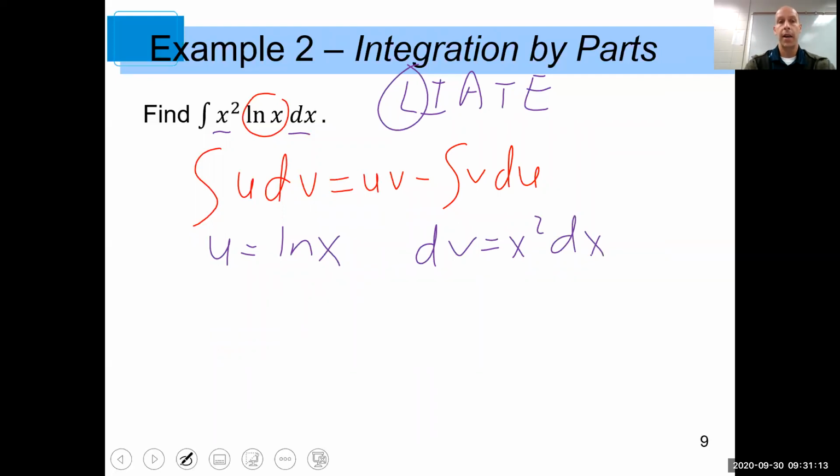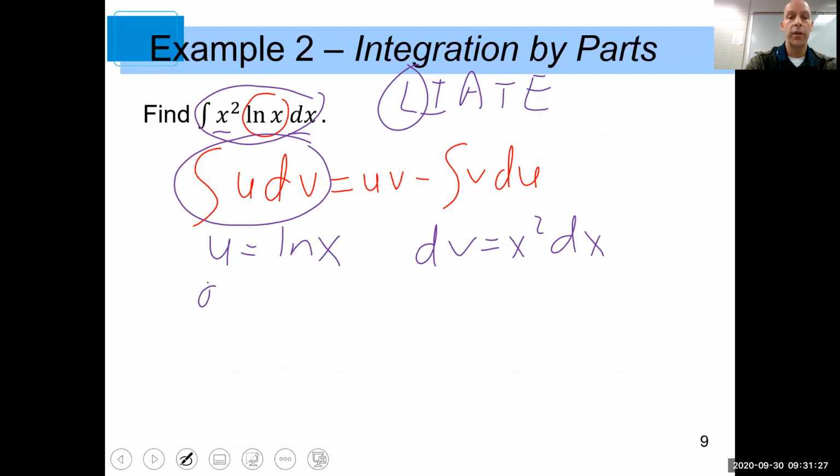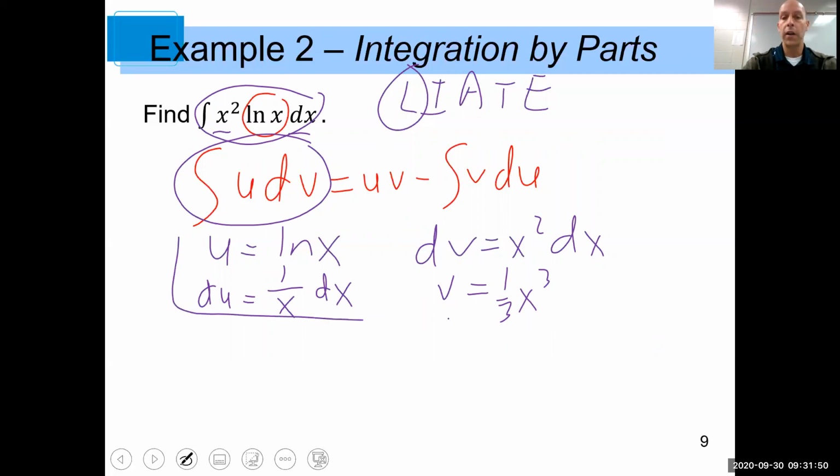So now notice this integral is written in this form. u is ln of x, dv is everything else. Now, if u is ln of x, what's du? What's the derivative of ln of x? Well, the derivative is 1 over x dx. And if we know this is dv, then what would v be? Well, now we have to integrate, and the integral of this would be 1/3 x to the third. So now we have all of the components that we need to do our integration by parts.